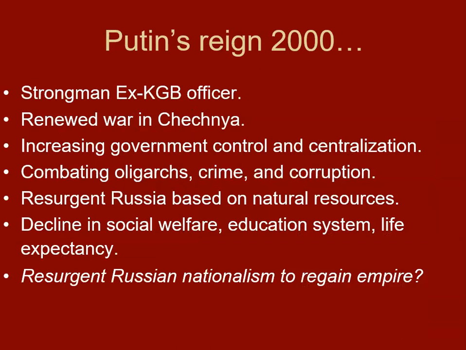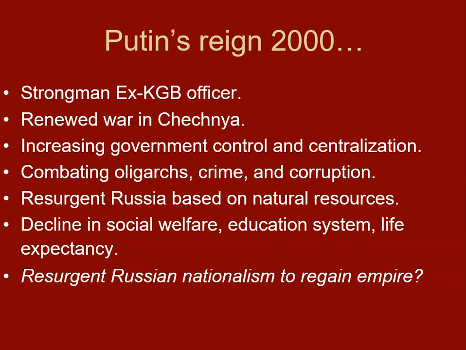Well, Yeltsin fades, and at the end of 1999, he turns power over to a guy by the name of Vladimir Putin. Putin is a strongman, ex-KGB officer, and he comes into power and he wants to more or less create a Russia which is kind of like the old Soviet Union, very powerful, very nationalistic, and it's filled with strength and vim and vigor. And so he renews the war in Chechnya and conquers the Chechens and tries to keep them under control. He also increases the government control and centralization once again.